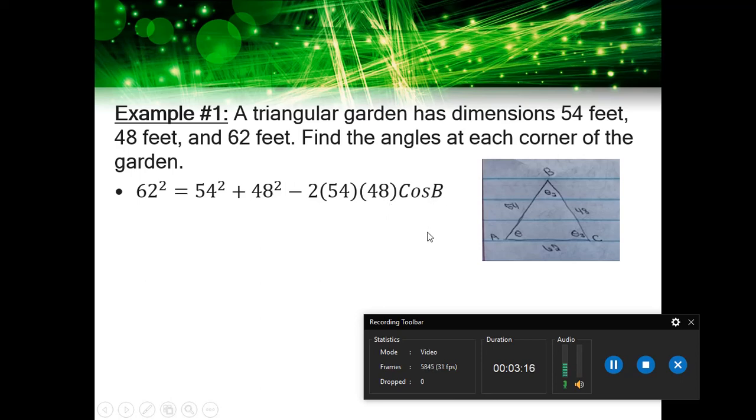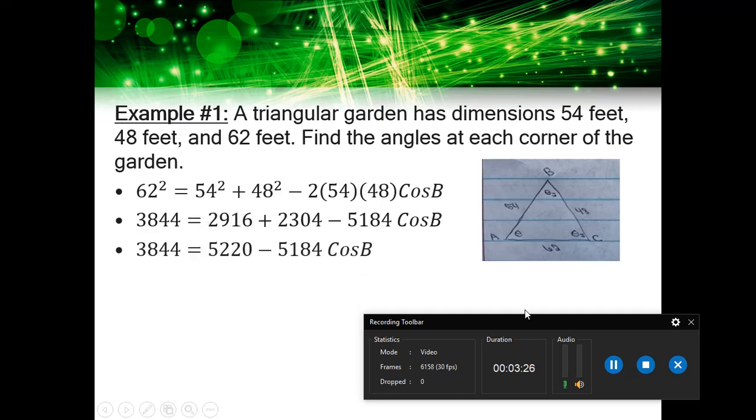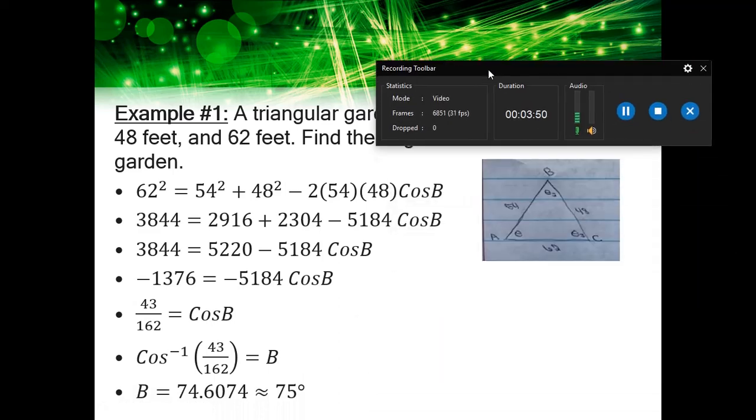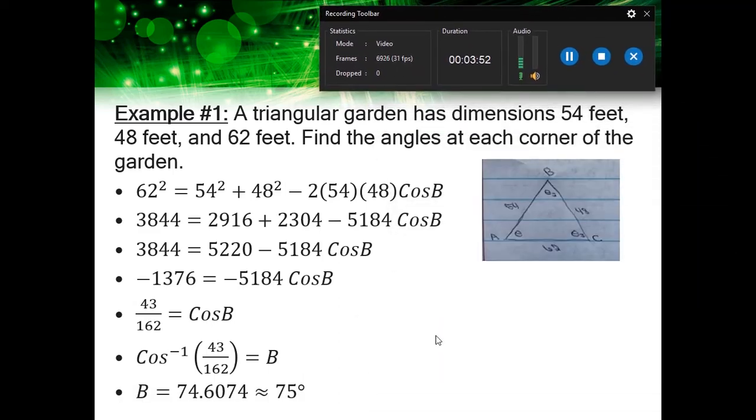So again, small pieces at a time, I'm going to do all my squaring and my multiplication here. I'm going to combine these 2 values, these 2 coefficients, and then I'm going to subtract 5,220. And then now I can divide by negative 5,184. And again, the calculator did reduce that ratio for me. And we'll activate our inverse cosine. And ultimately, it tells me that angle B is about 75 degrees. I rounded both degree measures to the nearest whole.